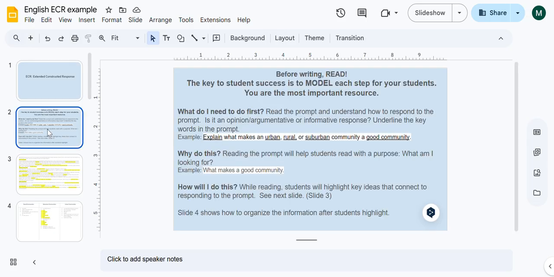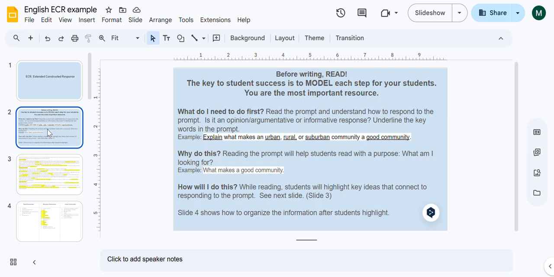But let's go to slide 2. And the most important thing is, before writing, students need to read and understand what the prompt is telling them to write about. And also, the key to student success is to model each step for your students. You are the most important resource, so keep that in mind as I walk you through each step. So, what do I need to do first?